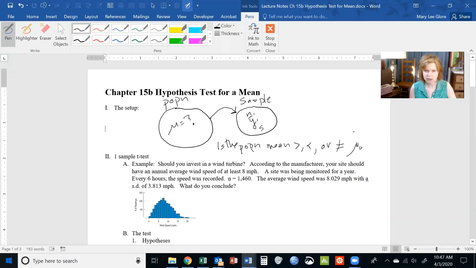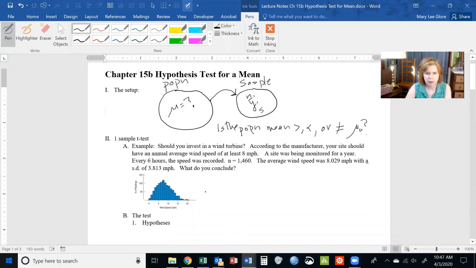So now, instead of just saying, what is mu with some margin of error, we want to know if it meets some qualification. Maybe in the past, the average height for men was 5'10", and we want to know, is the average height taller or less than that now? Okay. So let's start with an example.